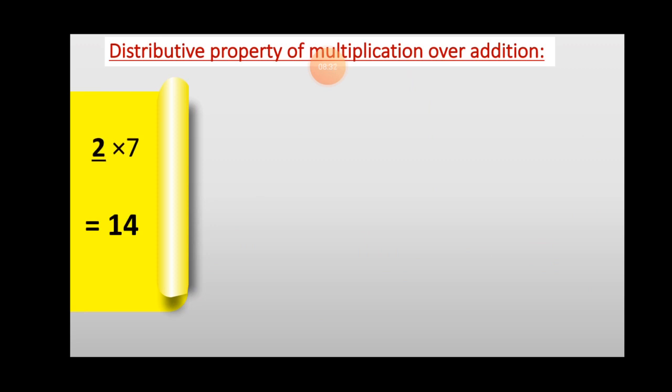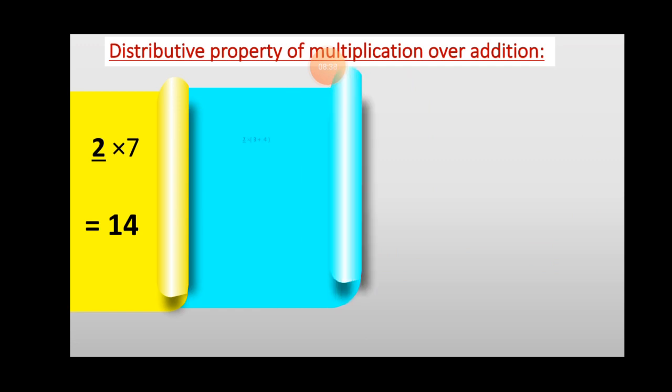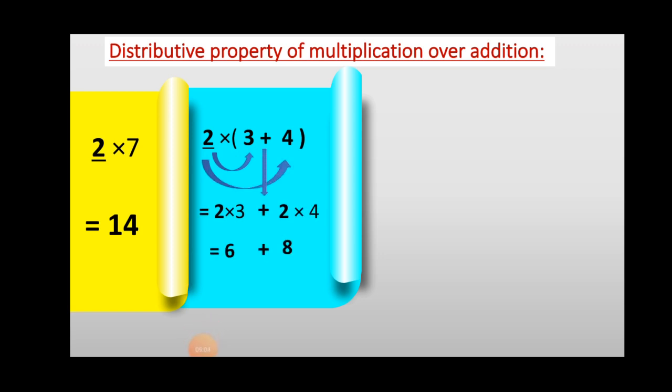Now here comes the distributive property of multiplication over addition. Children, you can see that we have multiplied 2 with 7 and obtained the product 14. Now let us understand this. Next time we have taken 2 outside, and we need to multiply it with the two addends present inside the bracket. If we multiply this 2 with the first addend, 3, we obtain 6.